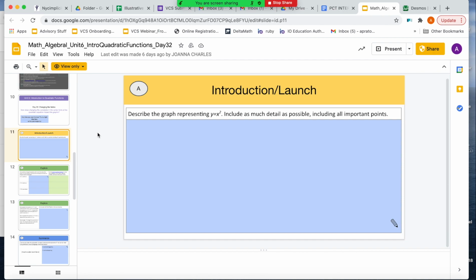So if you have not done the launch yet, you can take a moment to go ahead and describe this graph and just pause the video. But if you have, we're going to jump right into going over it. So the launch asked, describe the graph representing y equals x squared. Include as much detail as possible, including all important points.